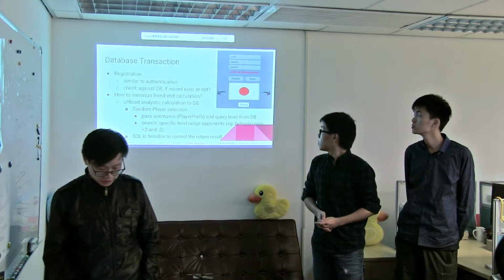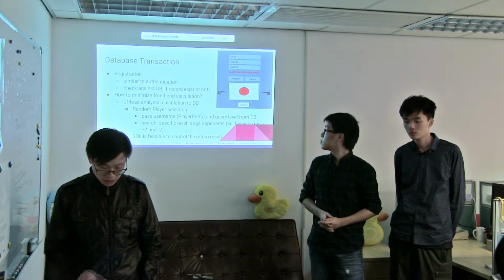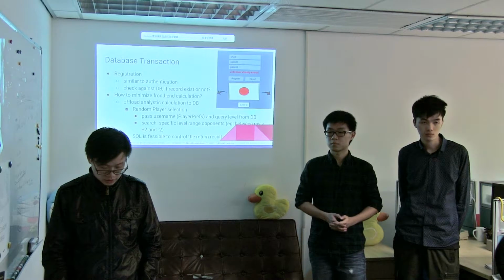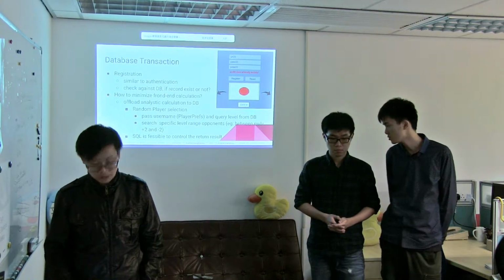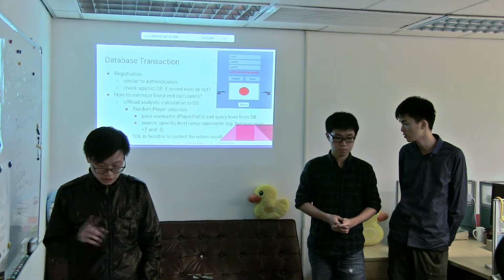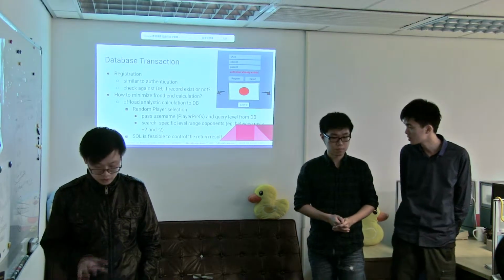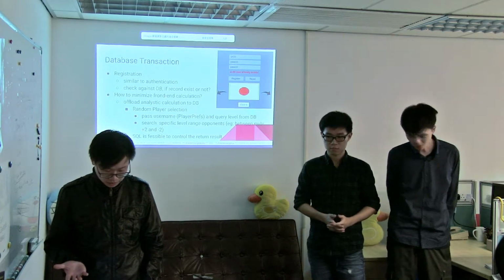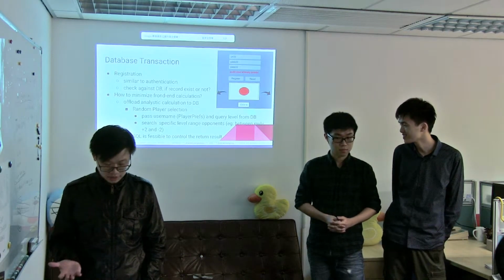For the registration function, it's similar to authentication. And how can it minimize the data processing? It will first check against, for example, the username. If the username exists in the record, it will stop the data or account creation. So how can SQL minimize the front-end calculation and programming?